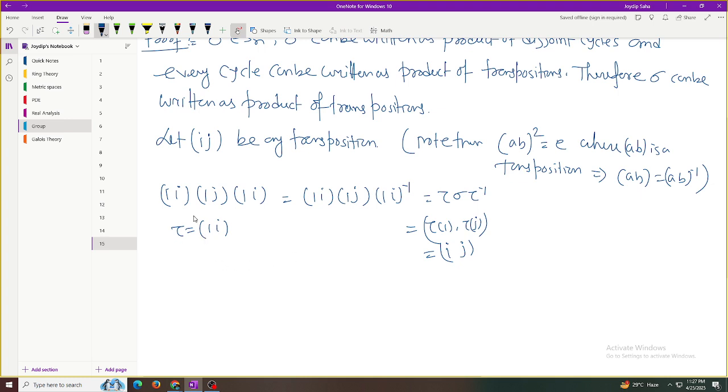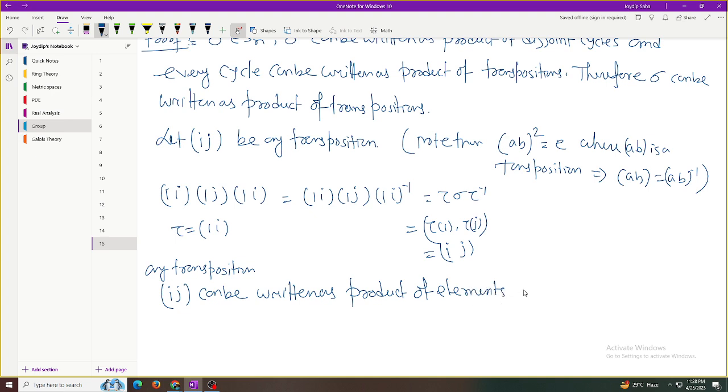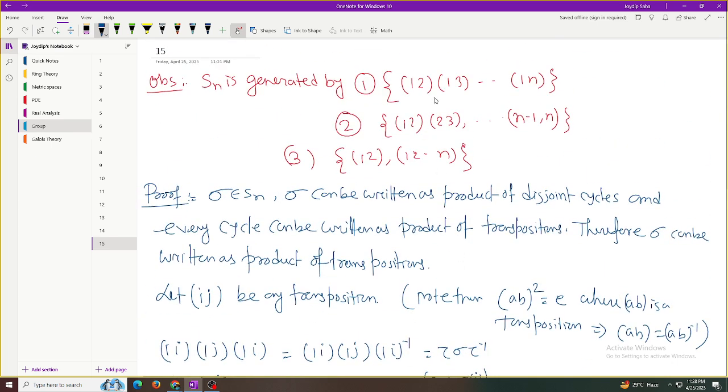So every (i j), any transposition, can be written as a product of elements of the set (1 2), (1 3), ..., (1 n).